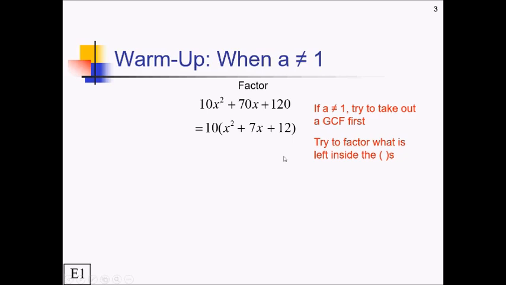The key here is you just have to remember to bring down that 10 as well, because the 10 is still part of this whole factorization. And just like before, if you want to check to see if this gives you the answer up here, you could multiply everything back out. But it takes a little longer to do it at this stage.